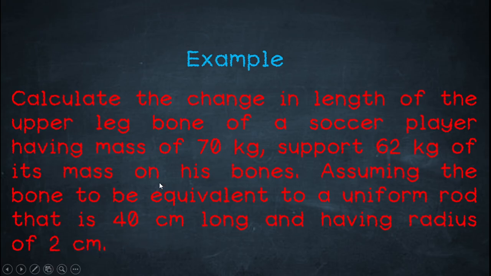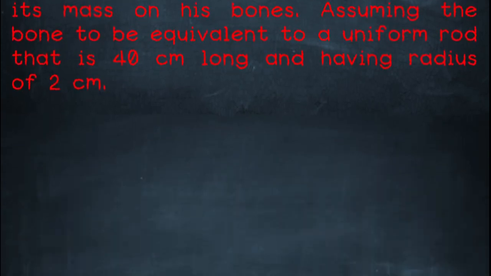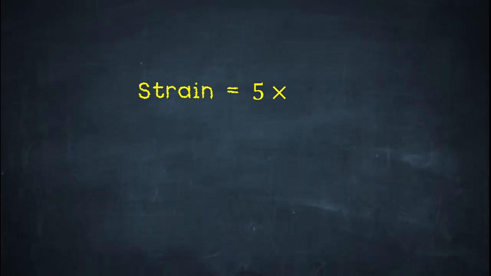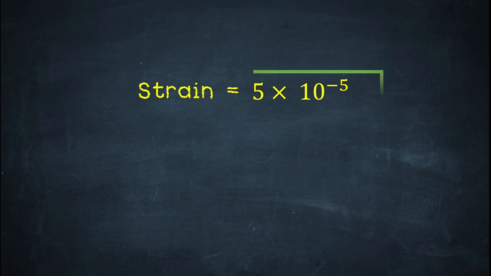We can solve this example as we have done assignment 7.2. Just substitute the mass as 62 kg in place of 50 kg, and the radius is similar, that is 2 cm. So we can get the value of strain. The strain obtained in this example comes out to be 5 × 10^-5.